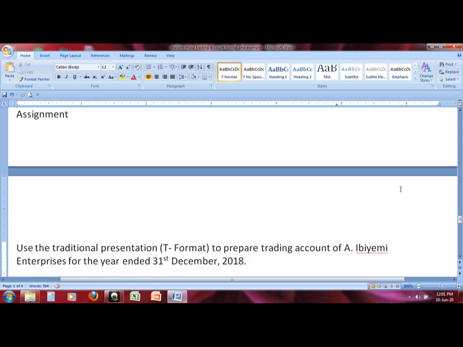Those are the two methods of preparing trading account. My dear students, all these things are being uploaded in your portal. Please go through them. Please do not play away your time. Like I always told you, time is money. You have to spend it wisely. Spend your money wisely. Do not be a smoker.